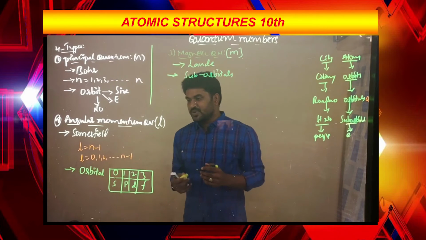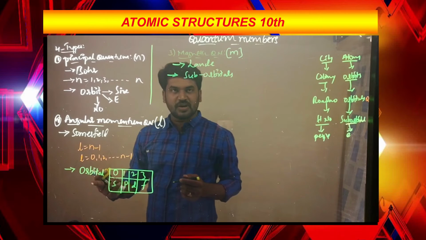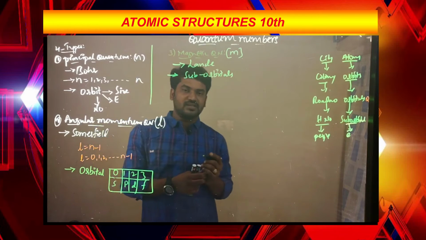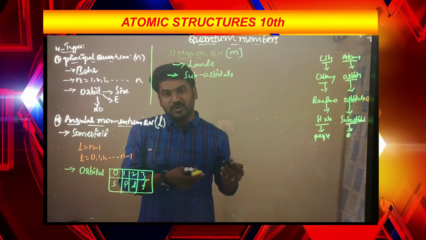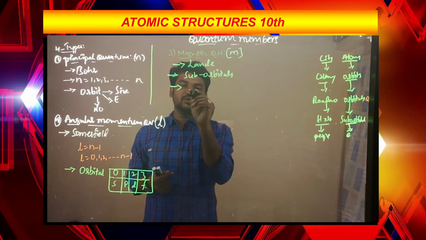Principal quantum number gives the information about the orbit, angular momentum gives the information about the orbital, and magnetic gives the information about the suborbital. How the suborbitals are there, we will discuss. How many suborbitals are there?